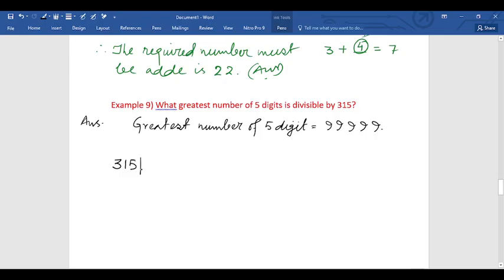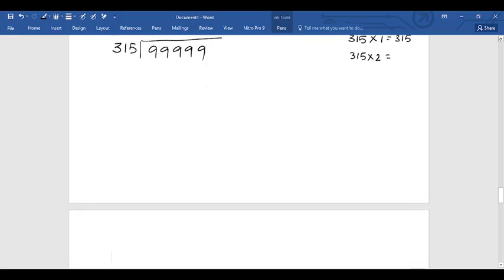Divide by 315. Now make a table of 315. There are many methods. Otherwise, we could do the factorization also. Okay, let us do this. 315 into 1 is 315, 315 twos are 630. Let you all be comfortable with this method, then I will improve the method with a little shorter method.